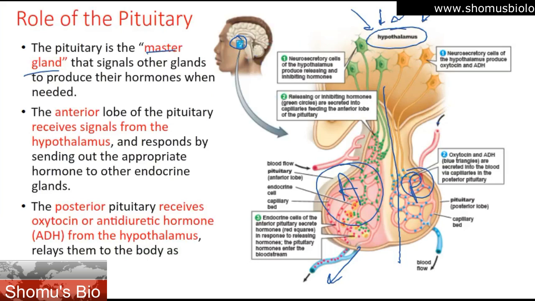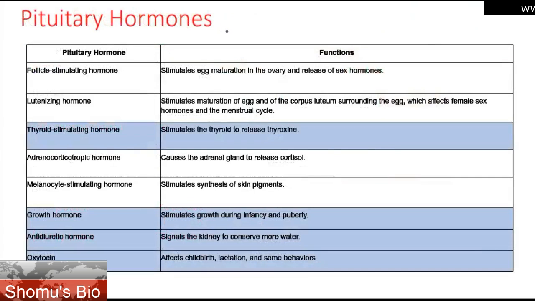While the posterior part of the pituitary receives oxytocin or antidiuretic hormone from the hypothalamus directly, it relays them to the body as necessary. That's the difference between the two. So most of the hormones released by the pituitary are from the anterior lobe. Let's talk about the type of hormones secreted by the pituitary gland. Here you can see all of it. The first few hormones listed here, except the last two, are from the anterior pituitary. The last two hormones are from the posterior part of the pituitary.